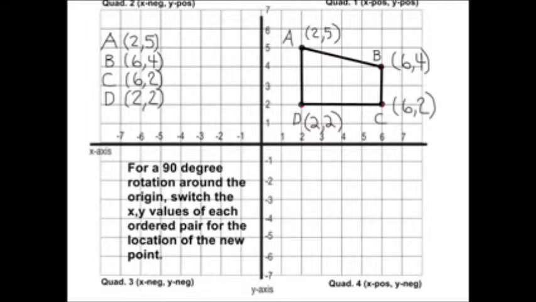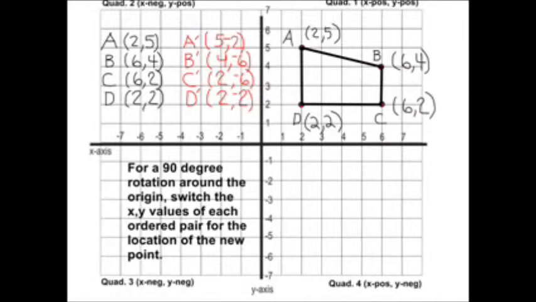to. Simply take each of the ordered pairs that you have written and switch the order of them. Because A was located at (2, 5), switch it to (5, 2). Because B was at (6, 4), change it to (4, 6). C was at (6, 2), change that to (2, 6). And D was (2, 2), and if you switch it, that's the same thing, which is (2, 2).